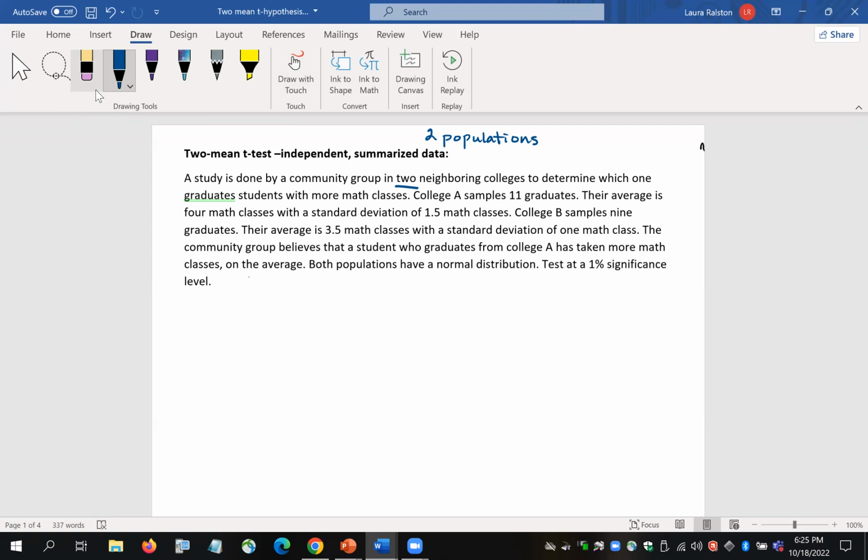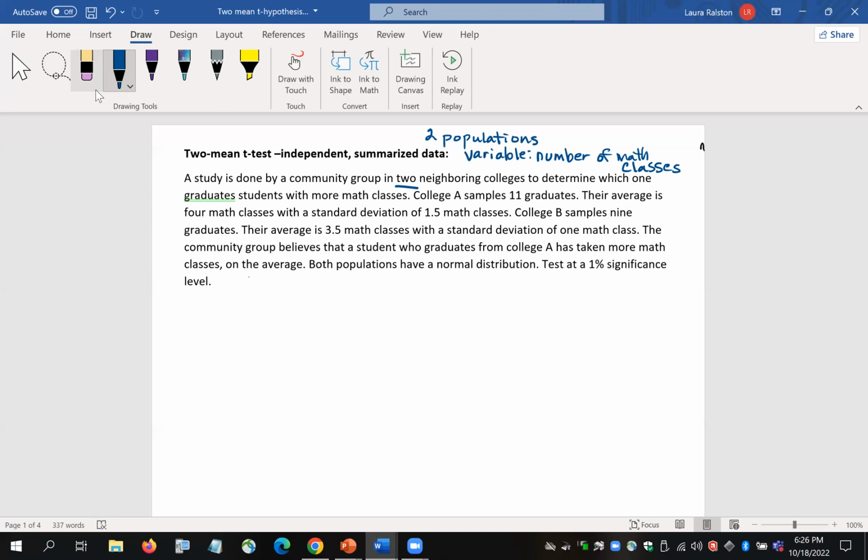And it says, want to determine which one graduates students with more math classes. So my variable here is the number of math classes that a student takes. Okay, so I'm collecting data, and if I continue reading, it gives me the data. Okay, one variable, the number of math classes from 2 different populations.